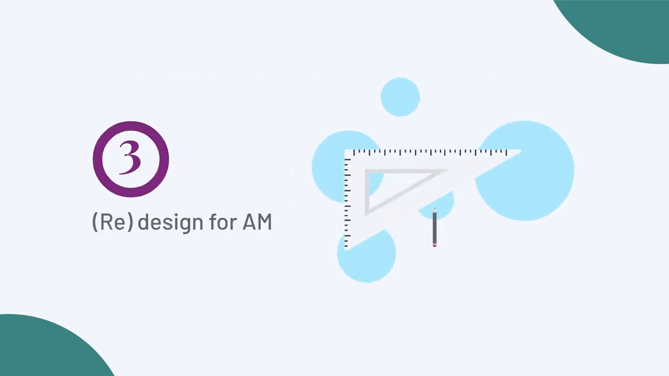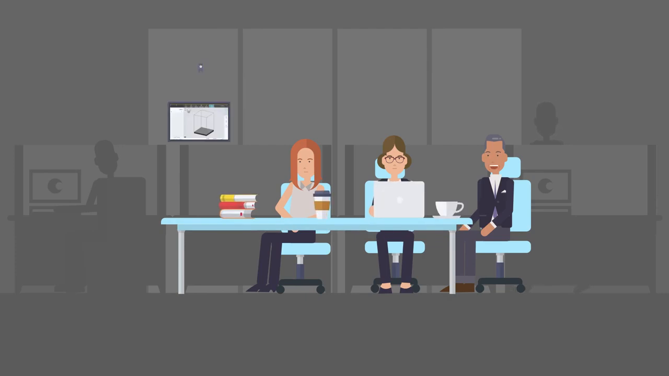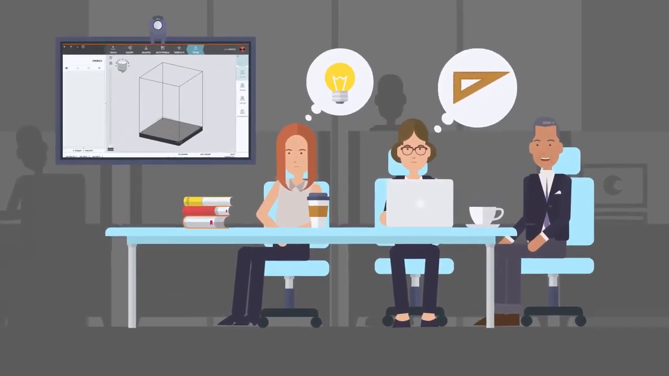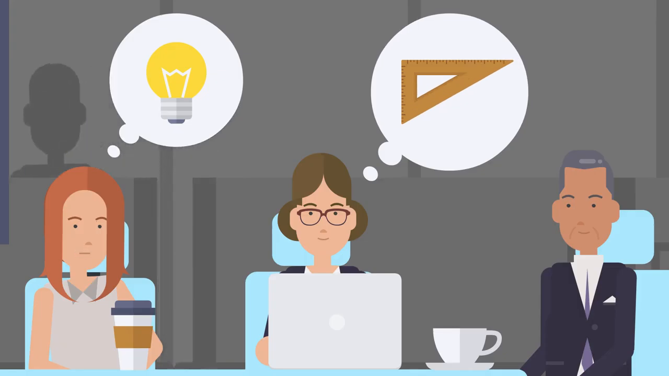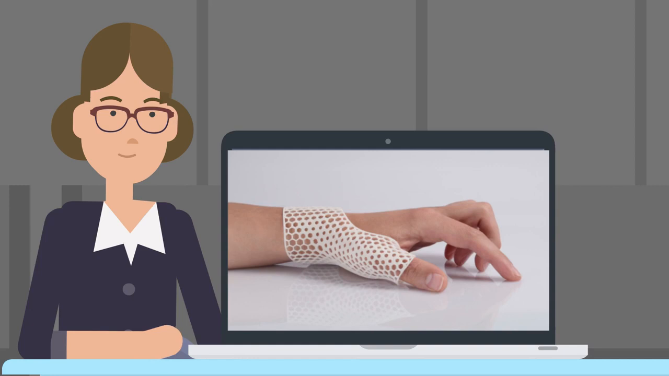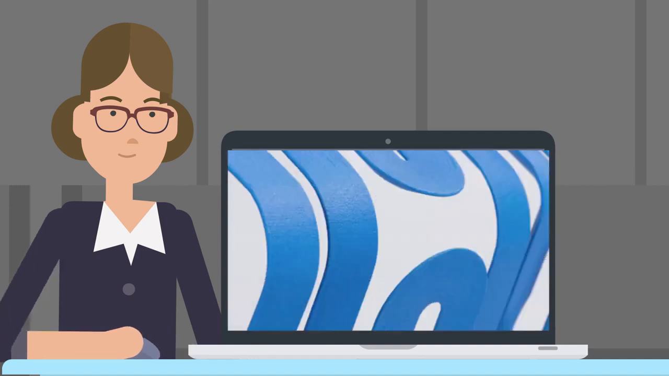Number 3. Redesign for AM. Use AM to manufacture high-value applications. Design is one of the most important parts of the additive manufacturing process chain. Without good design, every other stage is unpredictable. Design for AM enables you more opportunities that were not possible with conventional manufacturing.